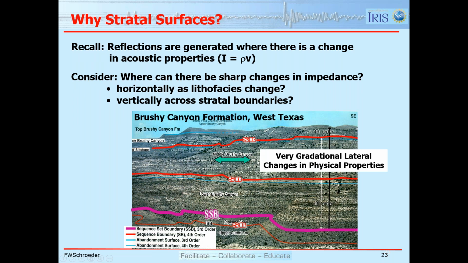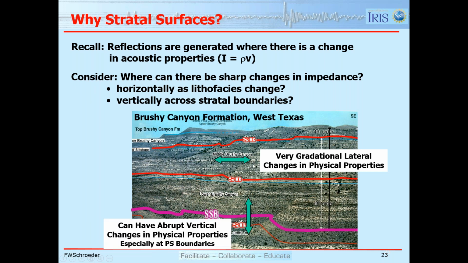However, if we got a summer intern and asked the intern to go down the slope and sample the rocks, let's say every meter, the first sample where the little green arrow is might be 60% sand, and then it's a silt, and then it's a shale, another shale, a silt, a shale, a sand, et cetera. So we would see more changes vertically in physical properties than laterally. And when we get to boundaries between parasequences or parasequence sets, some of the higher order depositional packages, that's where we would see the more significant changes in impedance, either increasing or decreasing.